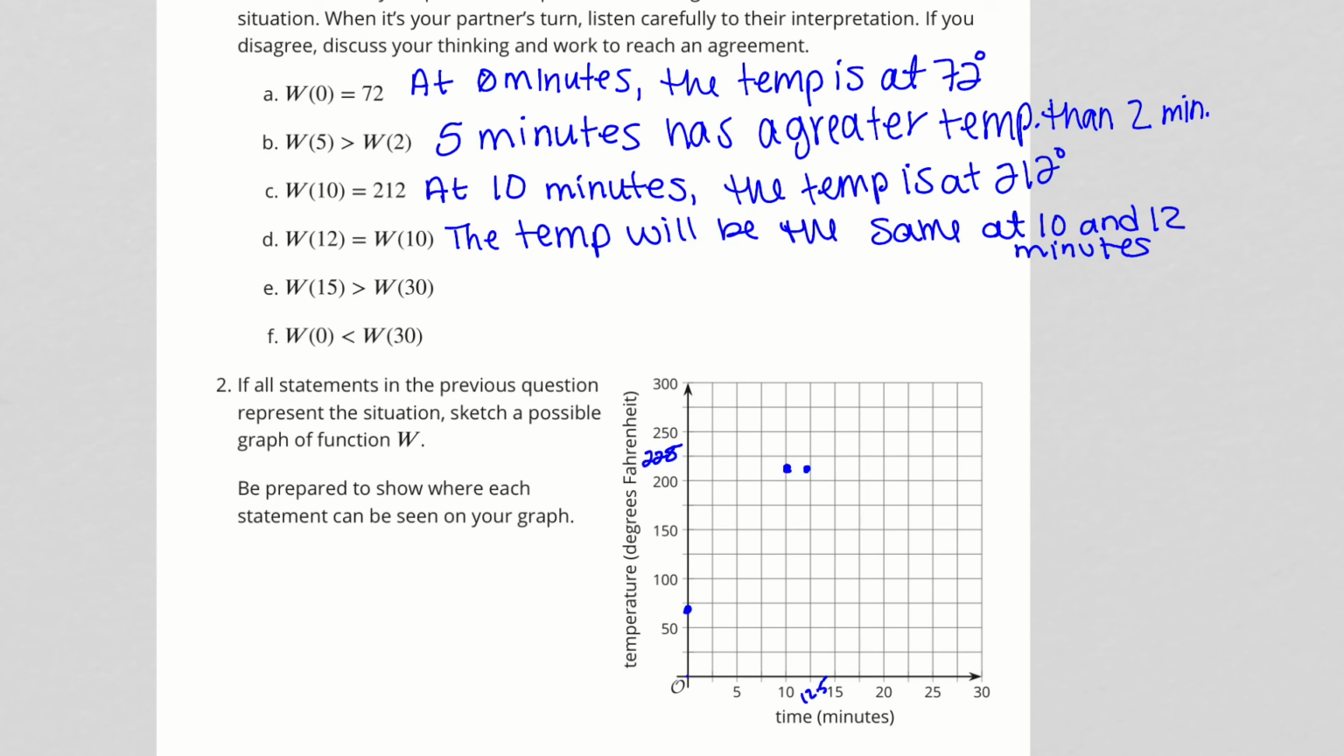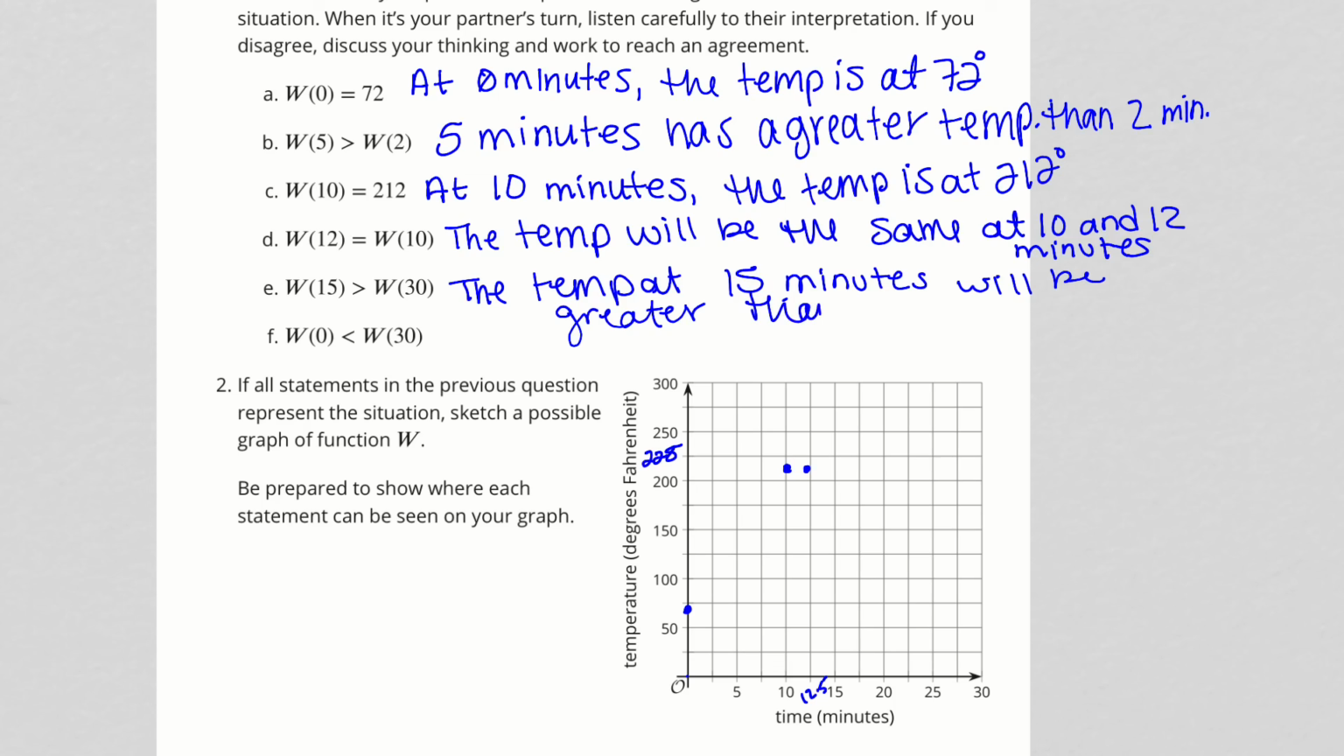W of 15, so the water temperature at 15 minutes is greater than the water temperature at 30 minutes. So the temp at 15 minutes will be greater than the temp at 30 minutes. And lastly, we have W, or the water, at 0 minutes will be less than the water at 30 minutes.